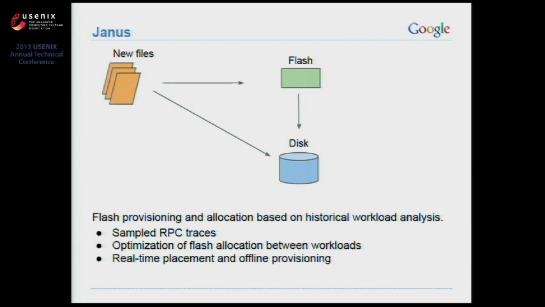Janus is working with the main Google storage system, which manages the disk and flash access. It's provisioning and allocating the flash based on historical workloads, and I'll explain why we came to these decisions for the system. It uses sampled RPC traces to look at the read RPCs. It then optimizes the flash allocation between the workloads, and it does two things with it: a real-time placement decision for the file system, and in addition, it's used for offline provisioning and planning purposes.